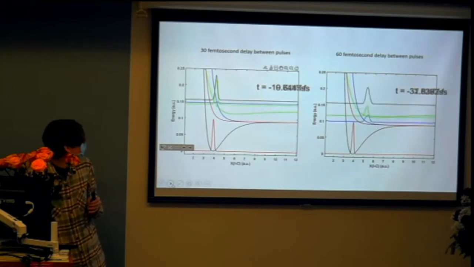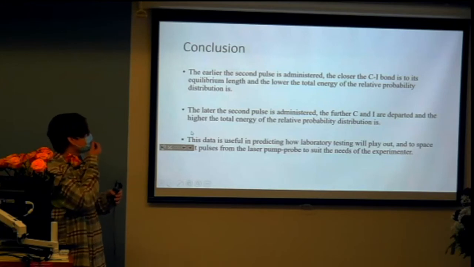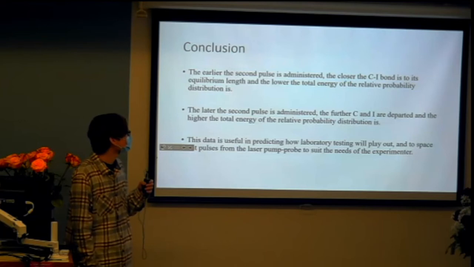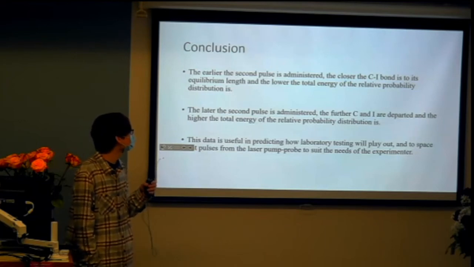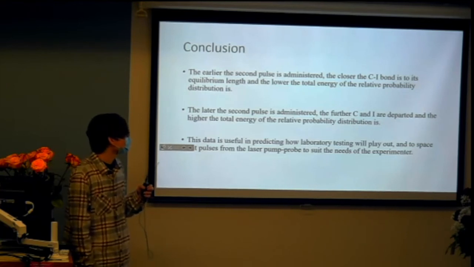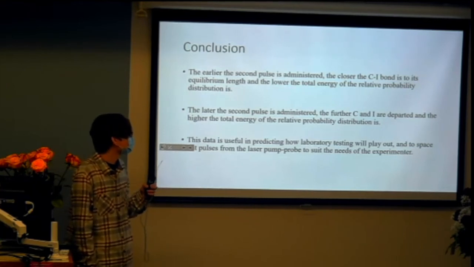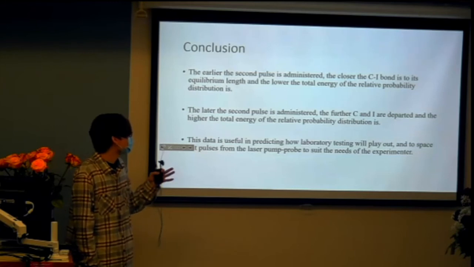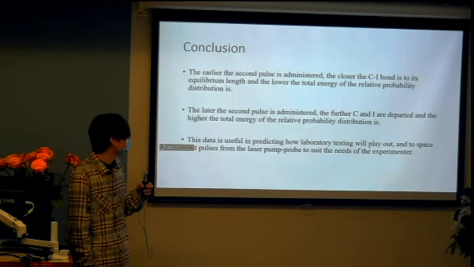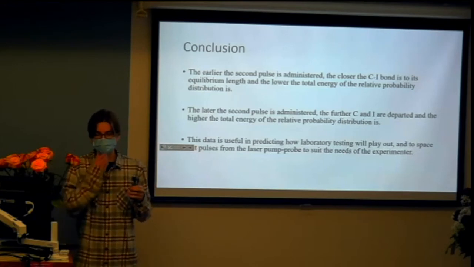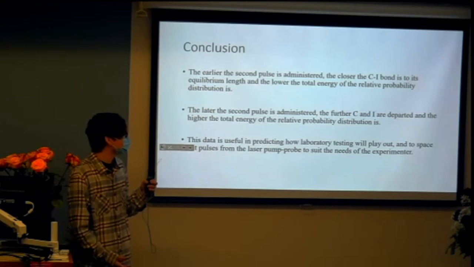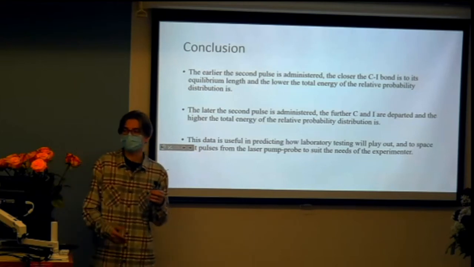So, in conclusion, the earlier the second pulse is administered, the closer the CI bond is to equilibrium length, and the lower the total energy of the relative probability distribution. And the later the second pulse is administered, the further the bonds are, or the further the radicals are departed, and the higher the total energy. And it's obviously useful in actual laboratory testing to use a simulation like this before you do anything.